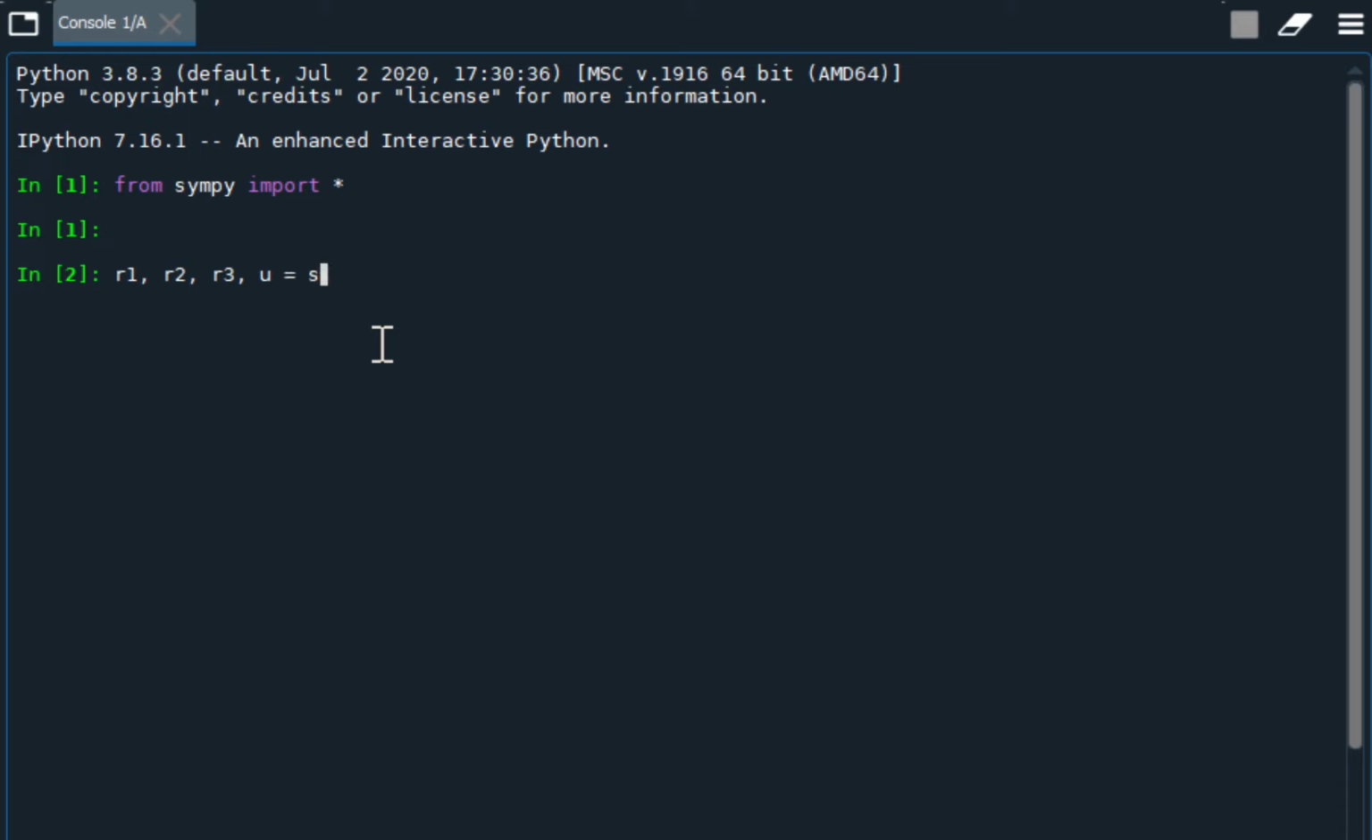Those are known, but we need to actually introduce those as symbols. So that's R1, R2, R3, U. So now those are introduced as symbols. Next, we also added some unknowns. So our unknowns are those voltages, U1, U2, U3. Those are also symbols.